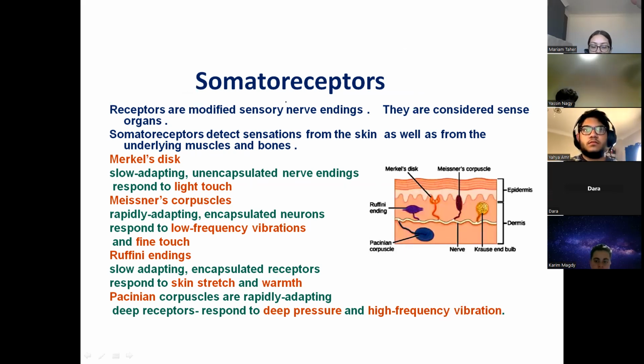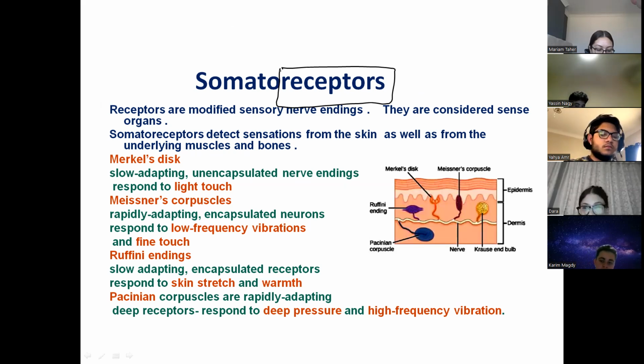You don't know? Anyway, now we know what receptors are. We know that receptors are modified sensory nerve endings, and that they might be encapsulated or non-encapsulated. Encapsulated means surrounded by a connective tissue capsule. Non-encapsulated means bare, not covered by anything. And of course encapsulated receptors are more sensitive and more specific.